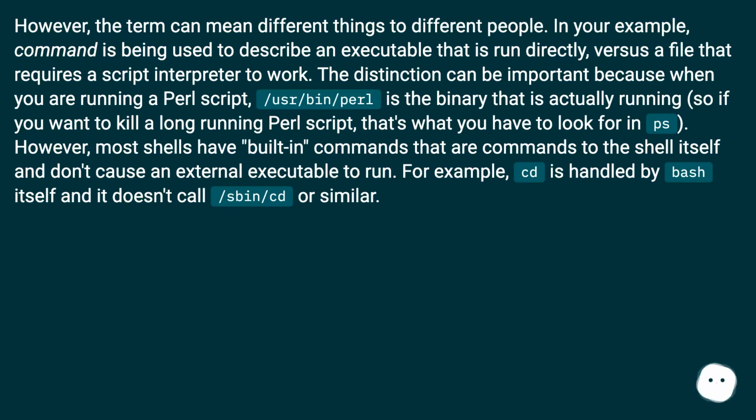However, the term can mean different things to different people. In your example, command is being used to describe an executable that is run directly, versus a file that requires a script interpreter to work. The distinction can be important because when you are running a Perl script, /usr/bin/perl is the binary that is actually running, so if you want to kill a long-running Perl script, that's what you have to look for in ps. However, most shells have built-in commands that are commands to the shell itself and don't cause an external executable to run. For example, cd is handled by bash itself and it doesn't call /bin/cd or similar.